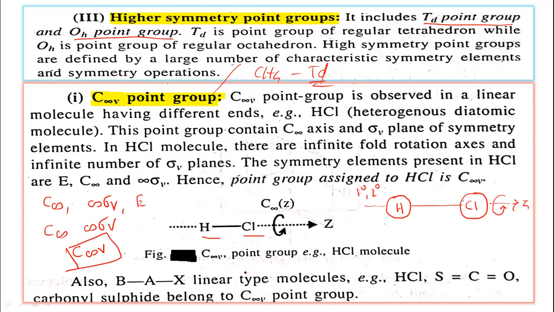Generally, linear molecules, for example HCl and OCS, have this type of point group, C infinity V, because this point group contains the C infinity axis and sigma v planes of symmetry. So in the HCl molecule, there is an infinite-fold rotation axis and an infinite number of vertical planes. Therefore, the point group assigned to the HCl molecule is C infinity V.